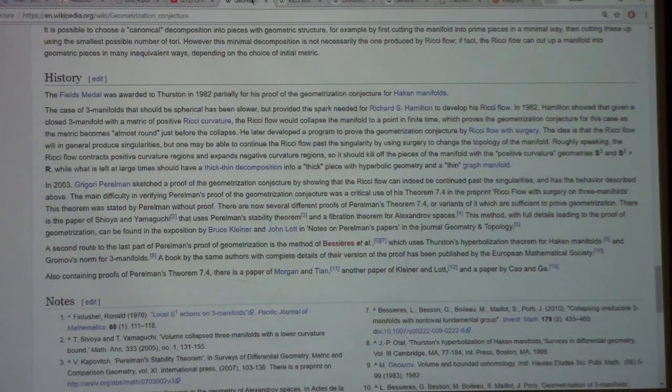History is kind of more interesting to us at the moment, right? So the Fields Medal was awarded to Thurston in 1982 partially for his proof of the geometrization conjecture for a particular kind of manifolds, right? And then the case of 3-manifolds that should be spherical has been slower, but after Hamilton invented the Ricci flow in '82, he made some progress on it, but then later the full proof fell to Perelman, who showed that the Ricci flow can indeed be continued past the singularities and then it has the behavior described above.